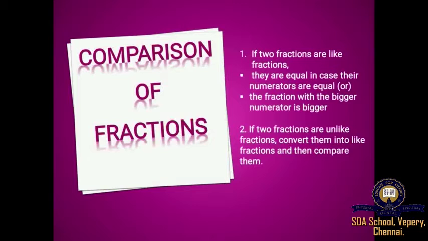Next is to compare unlike fractions. If two fractions are unlike fractions, first we need to convert them into like fractions and then we have to compare them. So we know how to convert unlike fractions to like fractions, right? We have to find the LCM of the denominators and then multiply the numerator and the denominator by LCM divided by the denominator in order to convert unlike fractions into like fractions. So we have to convert like that and then we need to compare them.